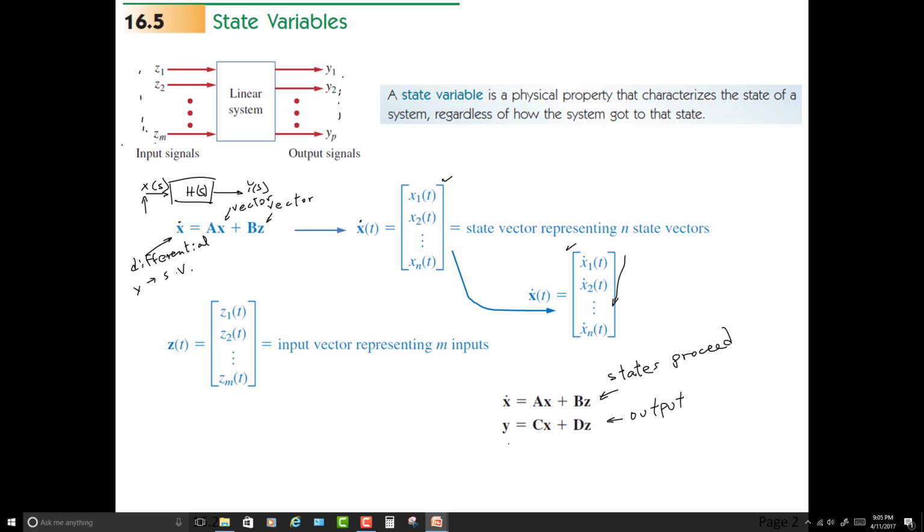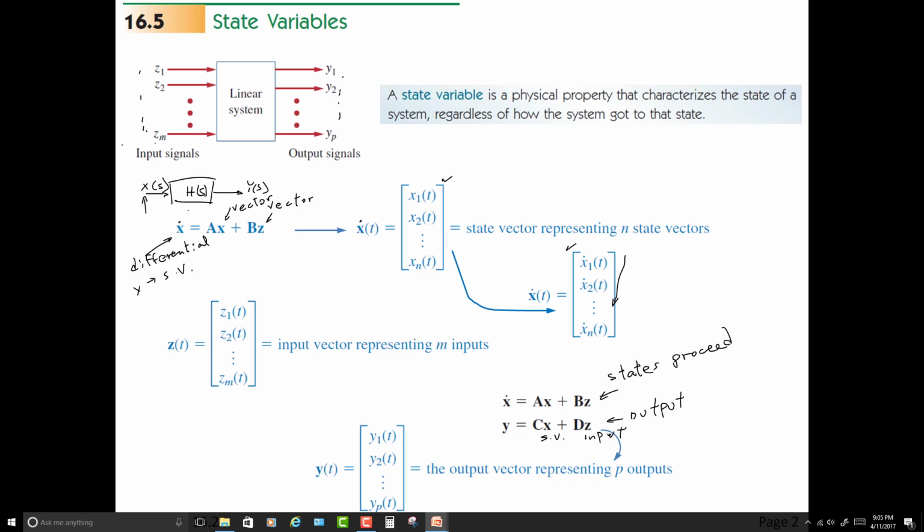So the output equation, a vector, is a constant times the state variables, not the differential of the state variables, just the state variables, and a constant times the input z. And so you end up with that vector having p outputs. So a lot of things going on here.